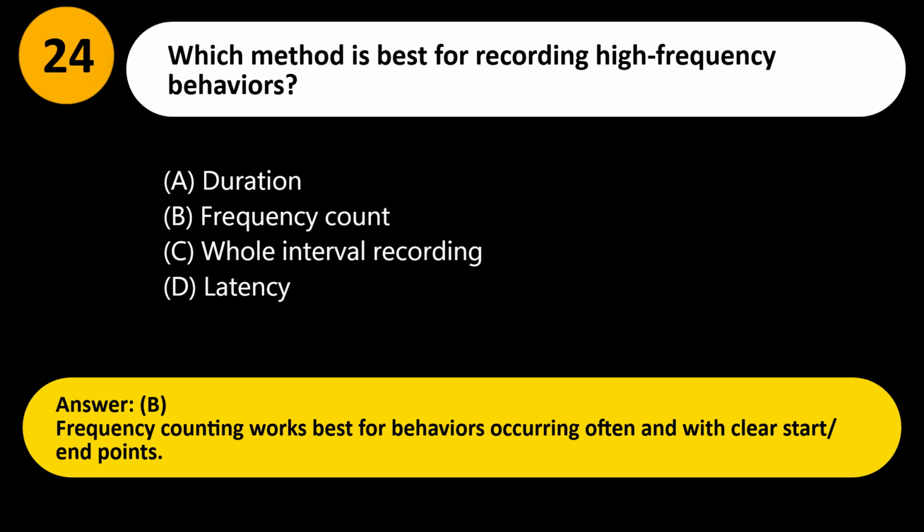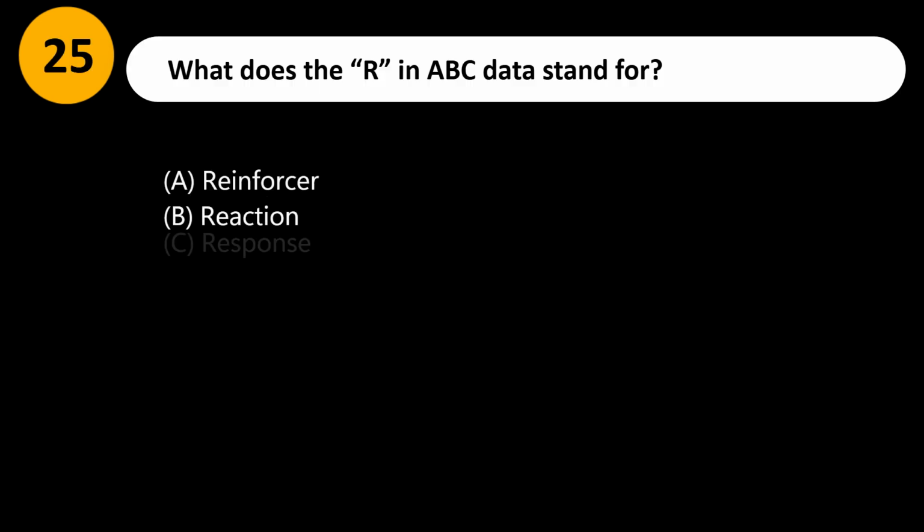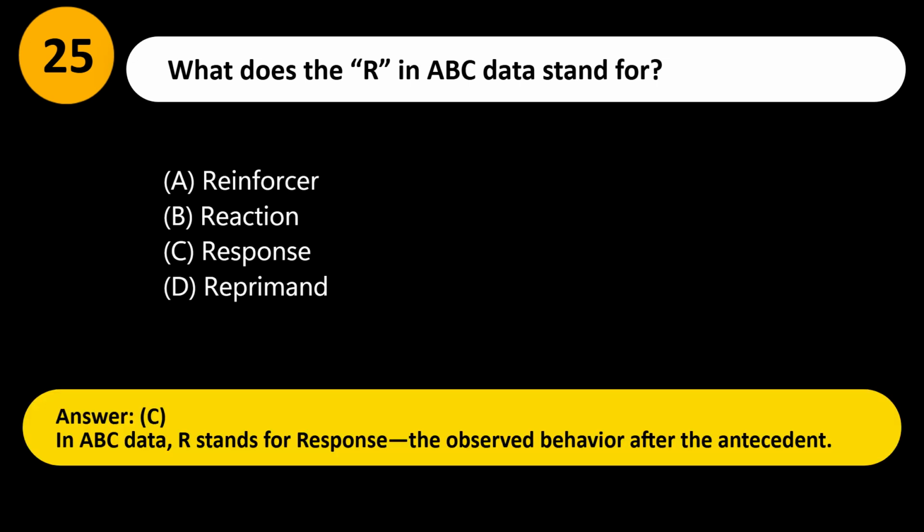What does the R in ABC data stand for? A. Reinforcer. B. Reaction. C. Response. D. Reprimand. Answer, C. In ABC data, R stands for response, the observed behavior after the antecedent.